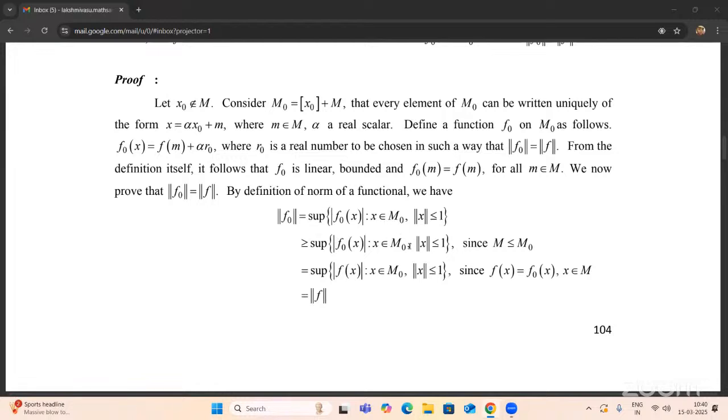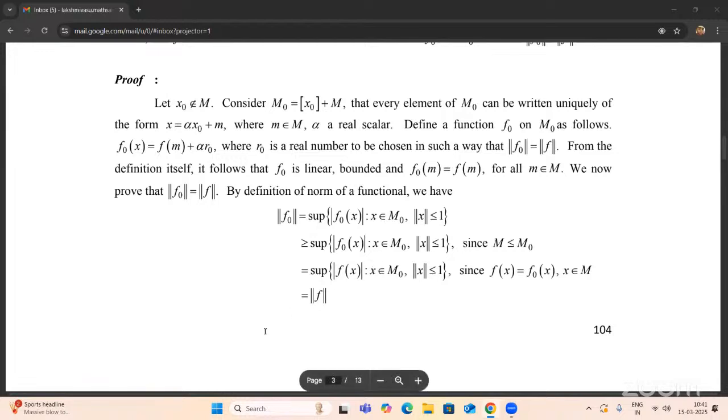Here, x belongs to M naught under norm x less than or equal to 1. But here the condition is the inequality, greater than or equal to. Here M is less than or equal to M naught. Already M contains M naught. According to that, M is contained in M naught, and through this, the entire value is greater than or equal to the supremum of mod f naught of x. So this value must be equal to the supremum of mod f of x.